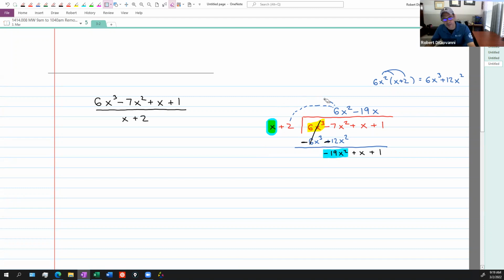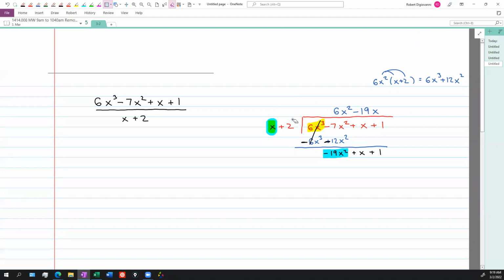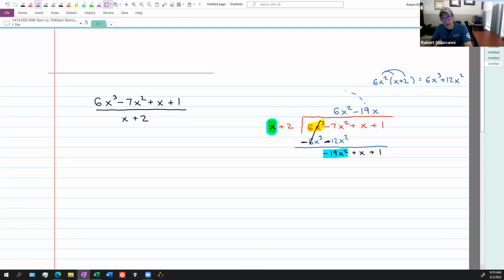Sana, does that make sense? Yes. Okay, everybody? We're going to do the same thing. We're going to multiply negative 19x here and negative 19x here. So negative 19x times x gives me negative 19x squared. And then negative 19x times positive 2 gives me negative 38x, right?